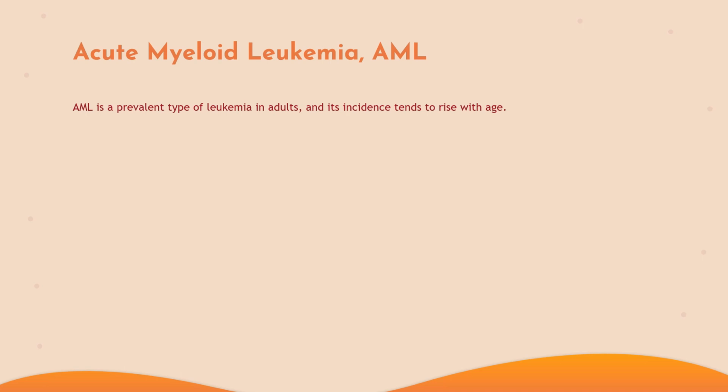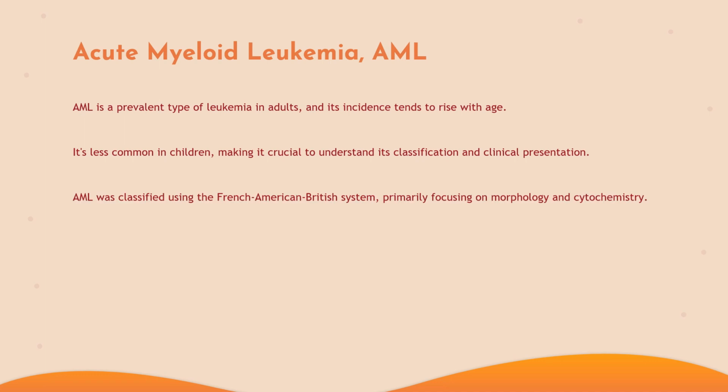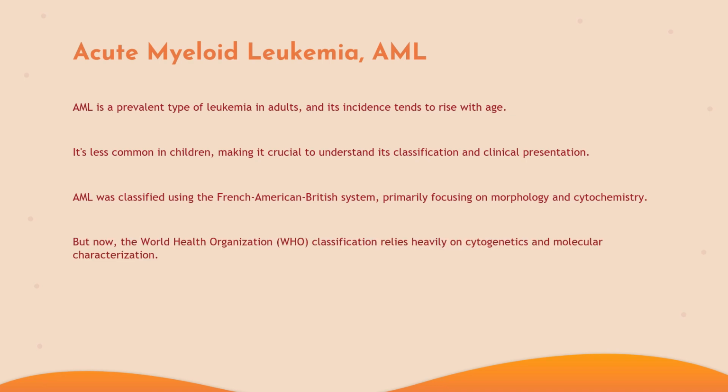AML is a prevalent type of leukemia in adults, and its incidence tends to rise with age. However, it's less common in children, making it crucial to understand its classification in clinical presentation. In the past, AML was classified using the French-American-British system, primarily focusing on morphology and cytochemistry. But now, the World Health Organization, WHO, classification relies heavily on cytogenetics and molecular characterization.